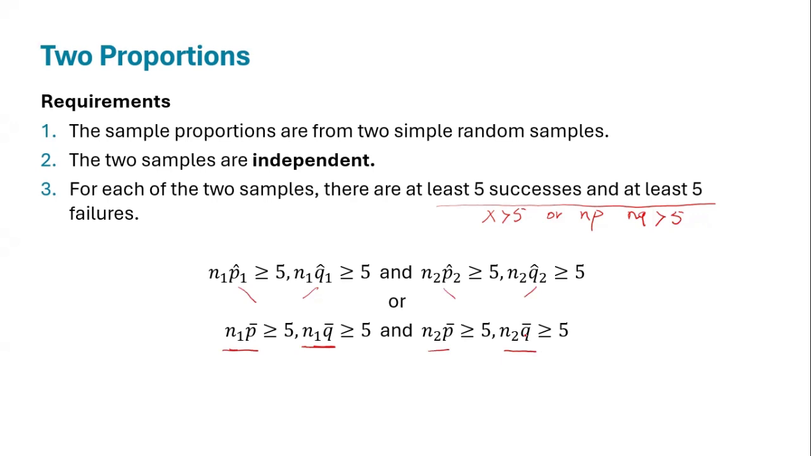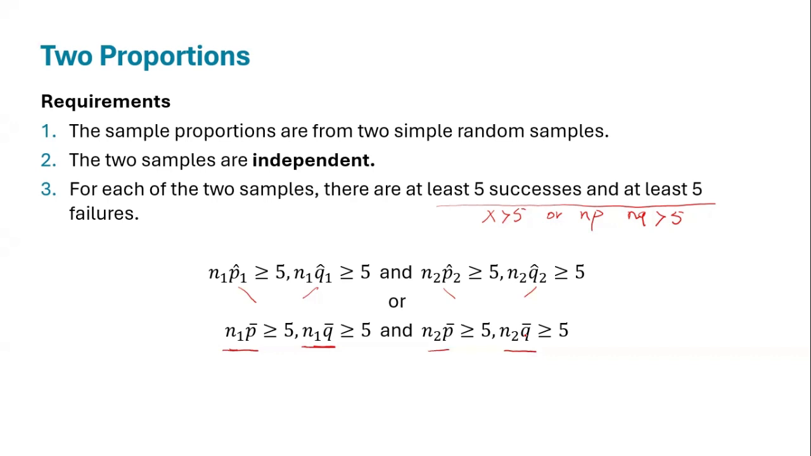We have to make sure that we have at least 5 successes. We can find P bar and Q bar, multiply by N1, the first sample size, and N2, the second sample size, and after we make sure that all of them are more than 5, it means that the problem meets all the requirements.